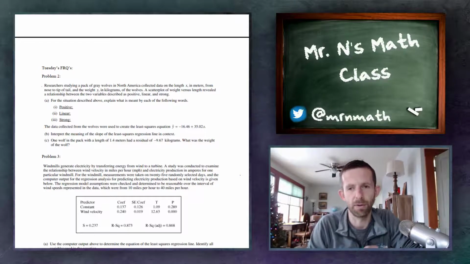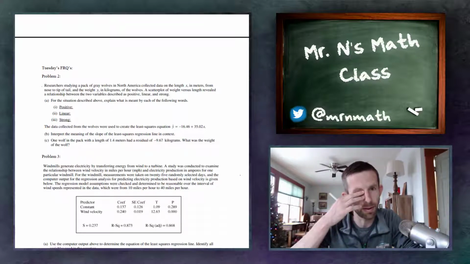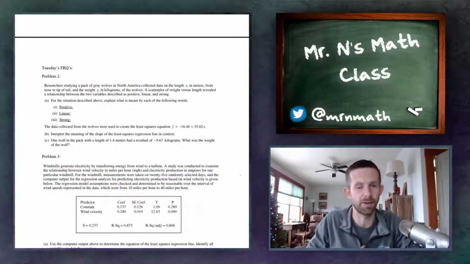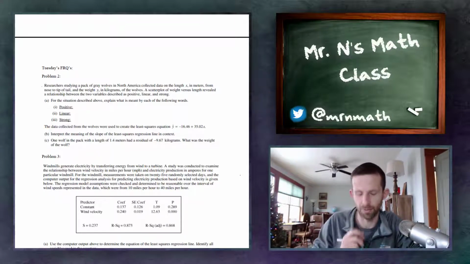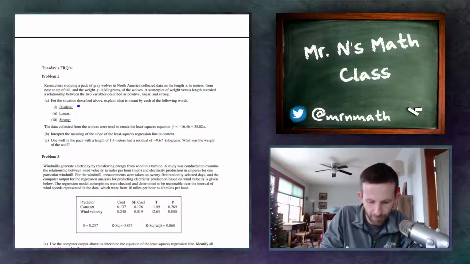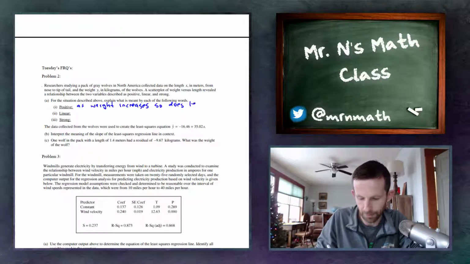Researchers studying a pack of gray wolves in North America collected data on the length x in meters from the nose to tip of tail and the weight y in kilograms of the wolves. The scatter plot of weight versus length revealed a relationship between the two variables described as positive, linear, and strong. Explain what is meant by each of these words. Positive. As weight increases, so does length.